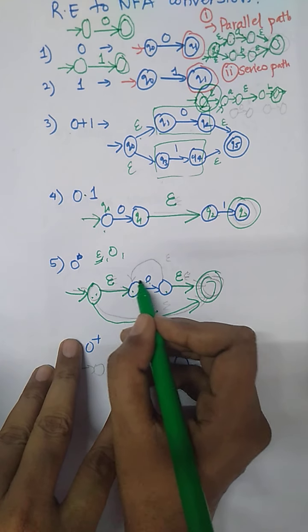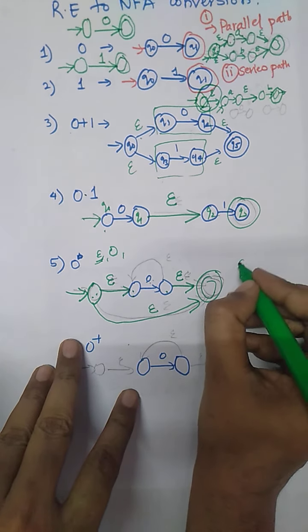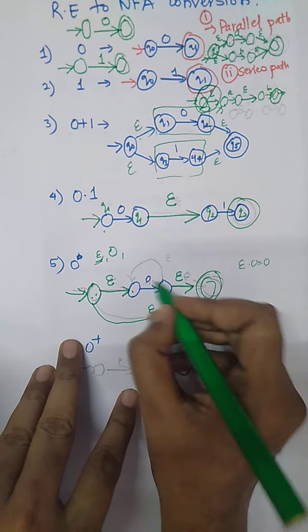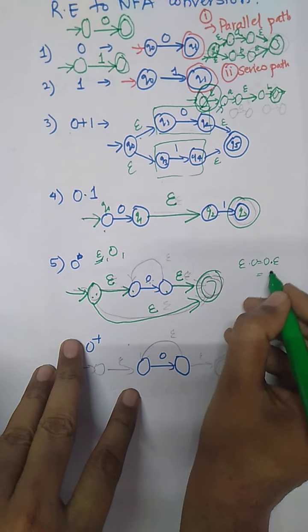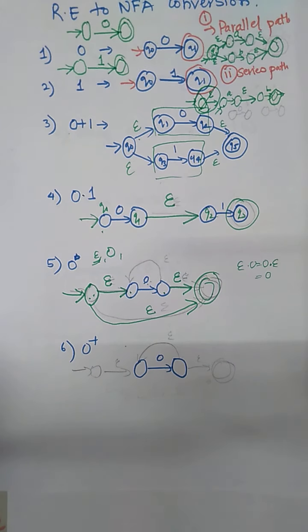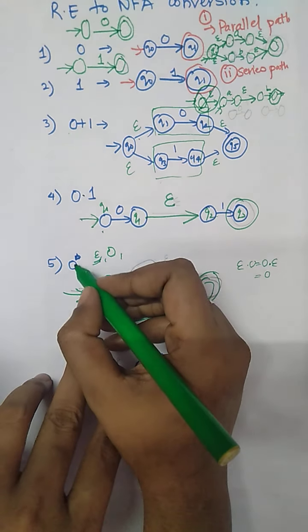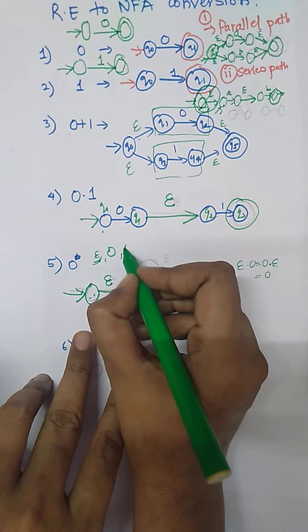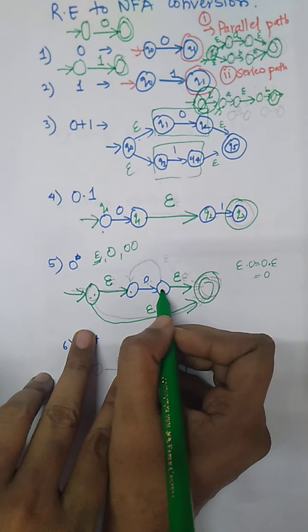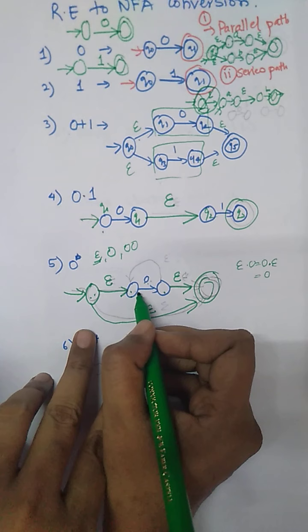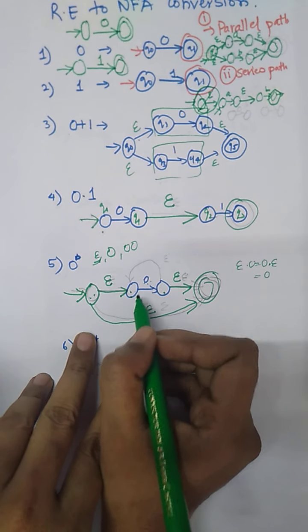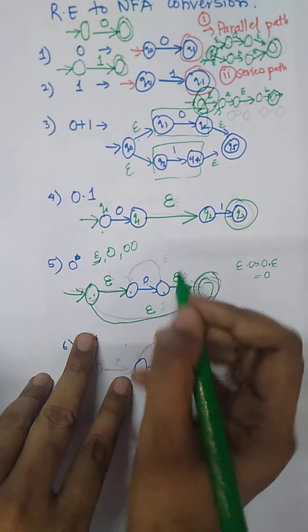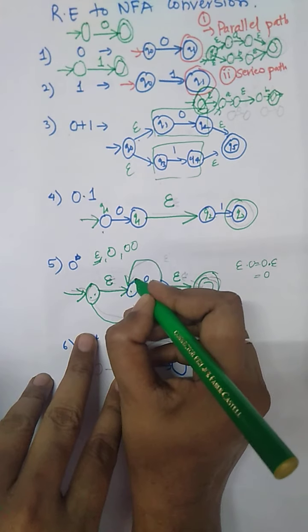Epsilon into 0 is nothing but 0, and 0 into epsilon is nothing but 0. So I am in a position to read input symbol 0. Now the second element of zero closure is double 0. That means after reading the first 0, again I have to read the next 0. That means I want repetition, and repetition means a loop, so I can draw a loop.